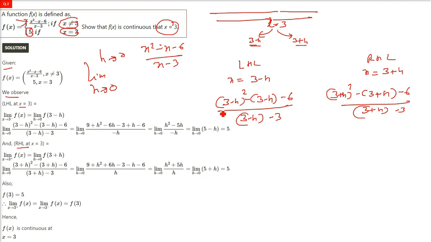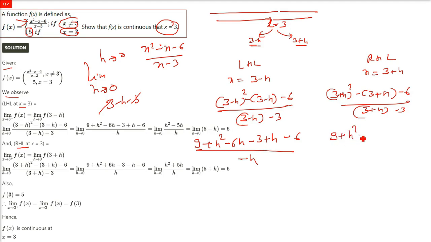Okay. So let us open this. This is 9 plus h square plus minus 6h. Here you are going to get negative 3 plus h minus 6 divided by 3 minus h minus 3. 3 gets cancelled. You will get negative h. Here you will get 9 plus h square plus 6h minus 3 minus h minus 6 divided by 3 gets cancelled. You get h here.